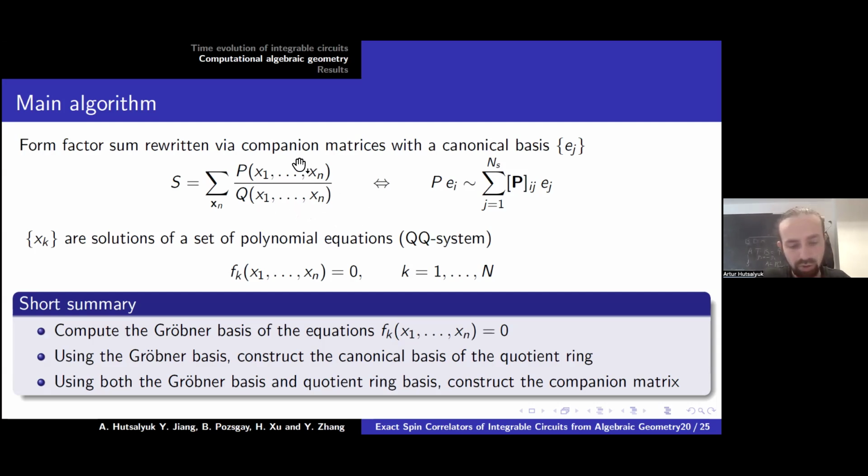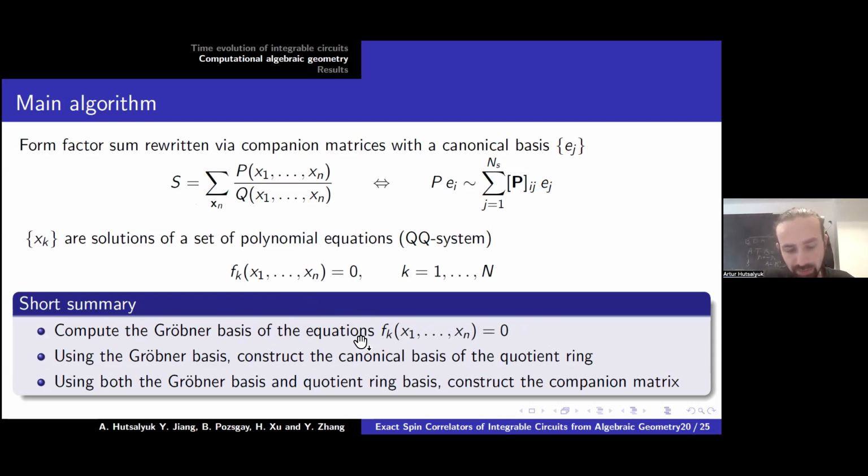Gaudin determinants, or the normalization of eigenvectors, are rational functions. Transfer matrices that were in the form-factor sum, or their eigenvalues, are rational functions. Indeed, our form-factor series is just a sum of some rational function over the set of solutions of the Bethe equations, or equivalently QQ equations. So we are dealing exactly with the situation of the previous slide: we sum up some rational functions over solutions of polynomial equations. As a result of the previous theorem, we know our algorithm of action. We have the set of QQ equations, which now would be our ideal, and we build just the Grobner basis of these equations.